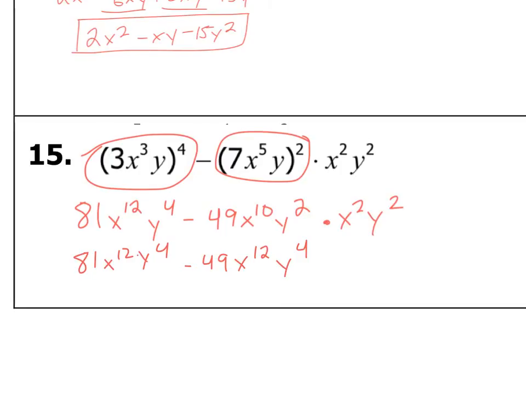Can we combine these two? Absolutely. They have the same variable raised to the same exponent. So this would be 81 minus 49, which is 32. And that would be x to the 12th, y to the 4th power.